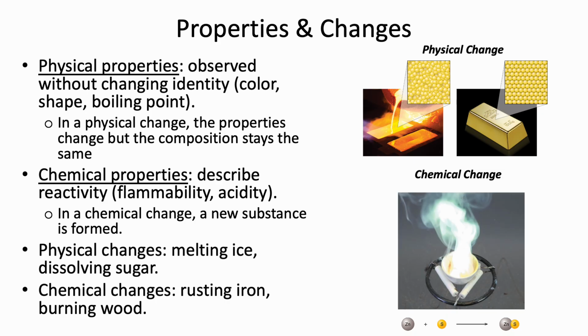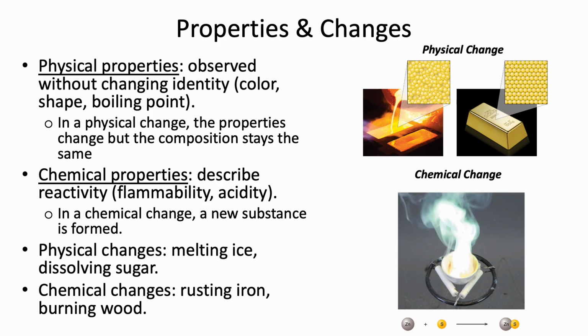Properties describe how a substance looks and behaves. There's two types of properties. Physical properties like color, shape, and boiling point can be observed without changing the substance. Chemical properties like flammability or acidity describe how a substance reacts. A physical change alters appearance but not the composition. For example, melting ice or dissolving sugar. A chemical change creates a new substance, for example, rusting iron or burning wood.